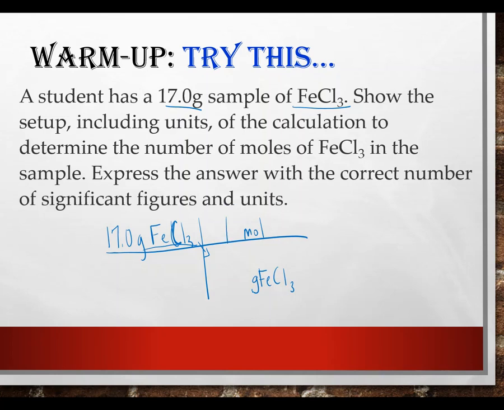Now all I have to do is go ahead and add up the molar mass of iron 3 chloride. So if I look up iron on my periodic table, that's 55.85. And the chlorines, they're 35.45. But there's 3 of them, so I need to multiply that by 3. Then I need to add it all up, and then I can get my molar mass. So if you go ahead and add all that up, that should be 162.2 grams. Now I'm ready to cancel. So the grams of the iron 3 chloride cancel with the grams of the iron 3 chloride. And all I have to do is multiply the top, 17 times 1, divided by the 162.2. And I should get my answer.